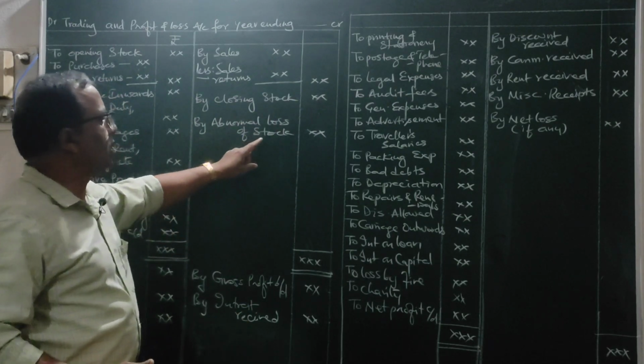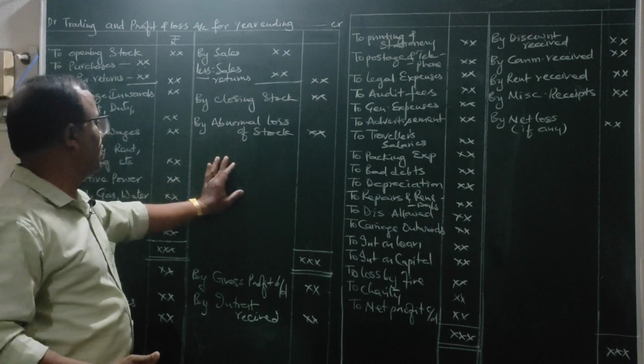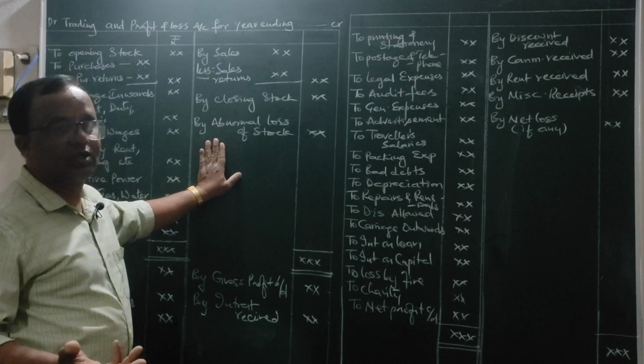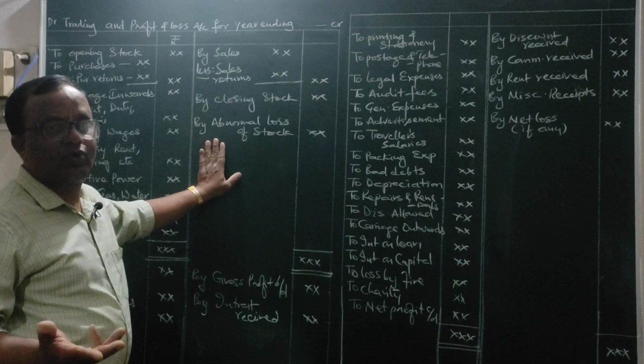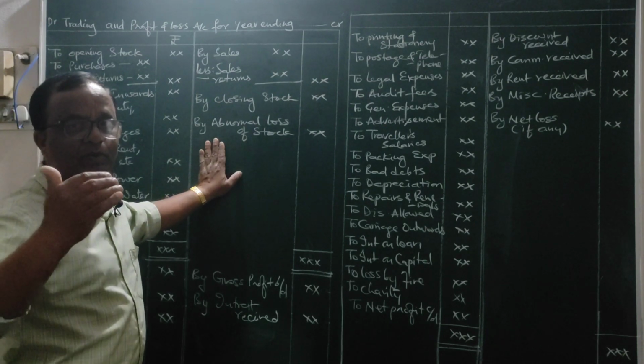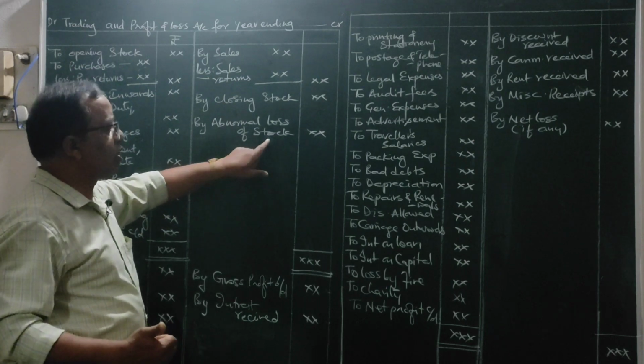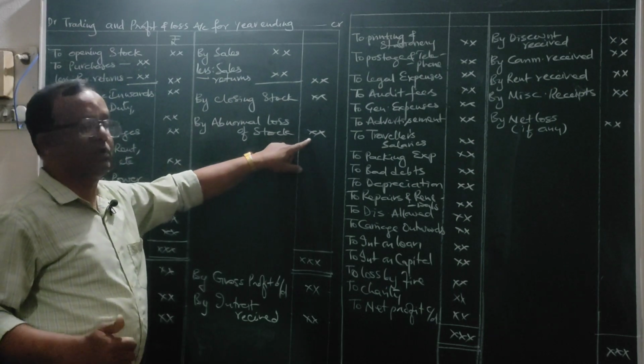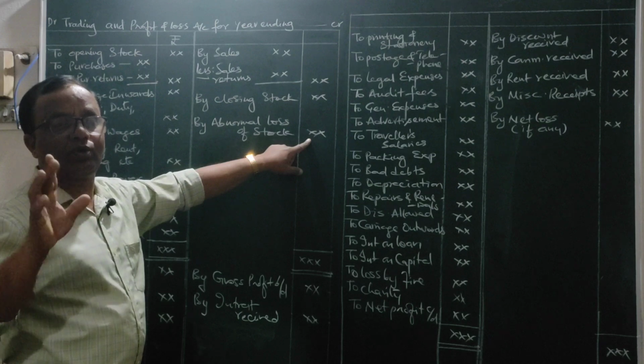Then again, by abnormal loss of stock. Abnormal loss is nothing but a loss which could have been prevented if proper care had been taken. Such types of losses incurred, loss of stock, abnormal loss of stock, you will be getting it here with the total value of the loss according to your books.